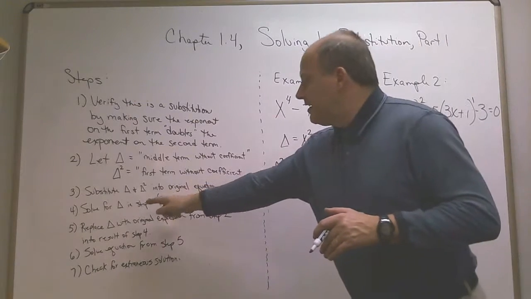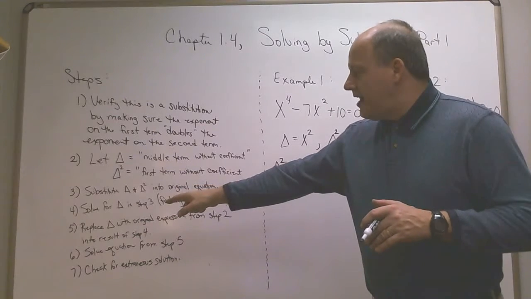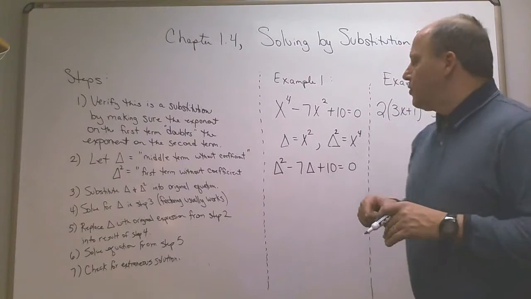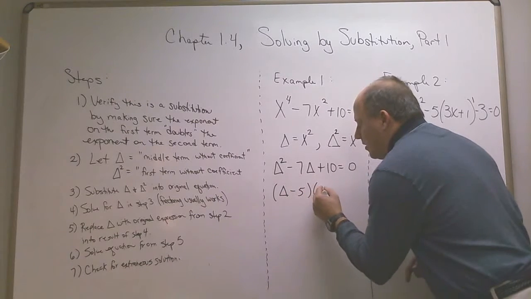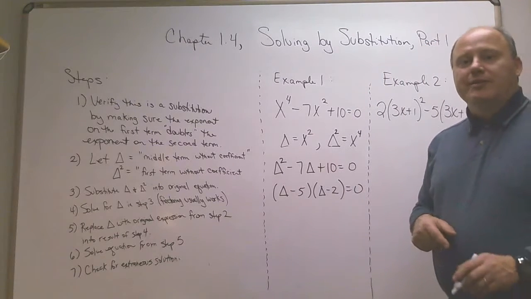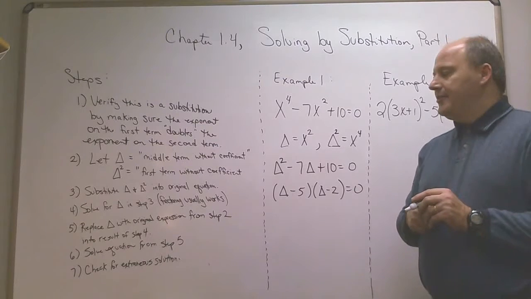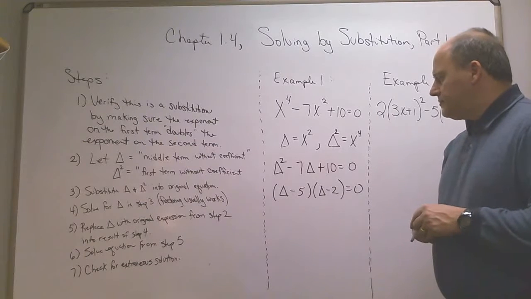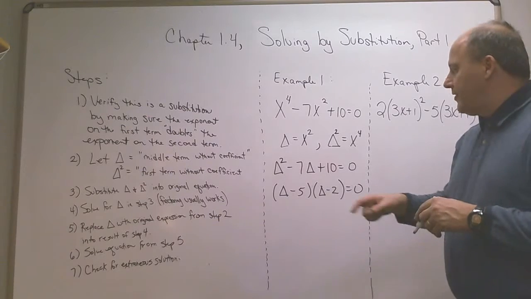Once I solve for delta, that's step number 4, and in step 3, factoring is usually going to work. But when I go to step number 5, I replace the delta with the original expression from my step 2. So what I'm going to do here is factor this out. It usually does factor, so they're not going to make you use something like the quadratic formula for the most part. They might throw one of those in there, but that's not very standard in the homework they give you. So it's delta minus 5 times delta minus 2 equals 0. That is the correct factoring of this.